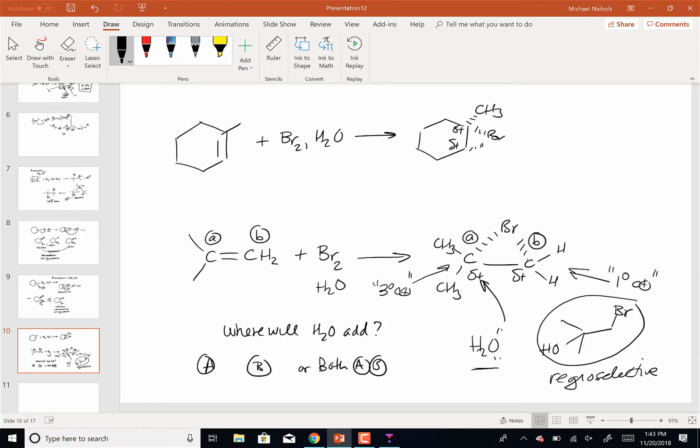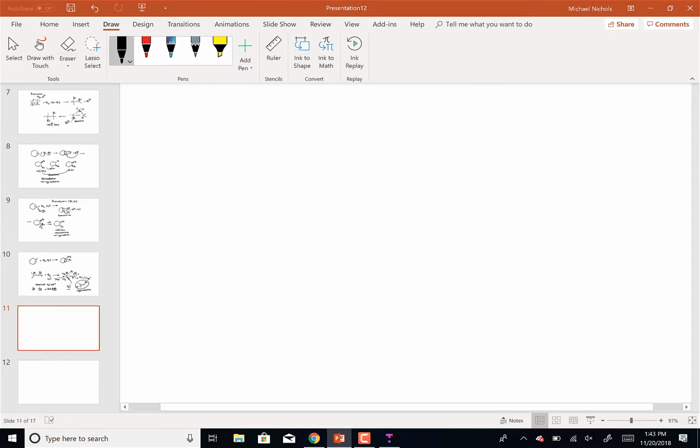And what you may be saying is, well, what if I just did the Br plus? What if I just add the Br plus to that double bond? What would happen? So let's ignore for the moment the triangle. If I added my Br plus, what carbon does the Br plus add to? Carbon A or carbon B?